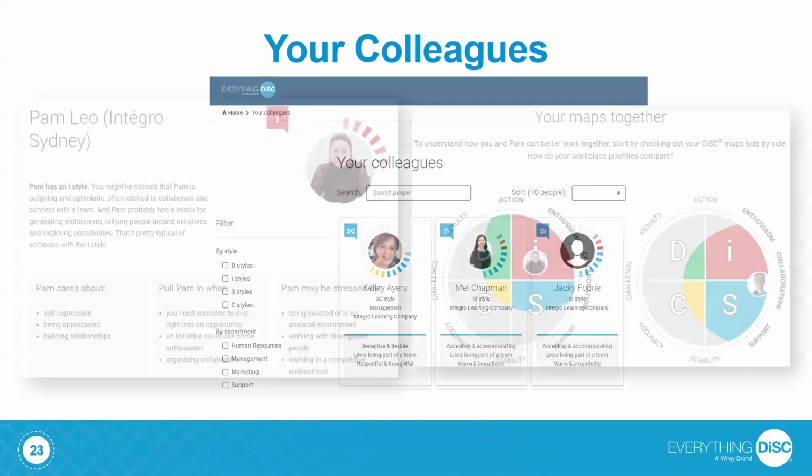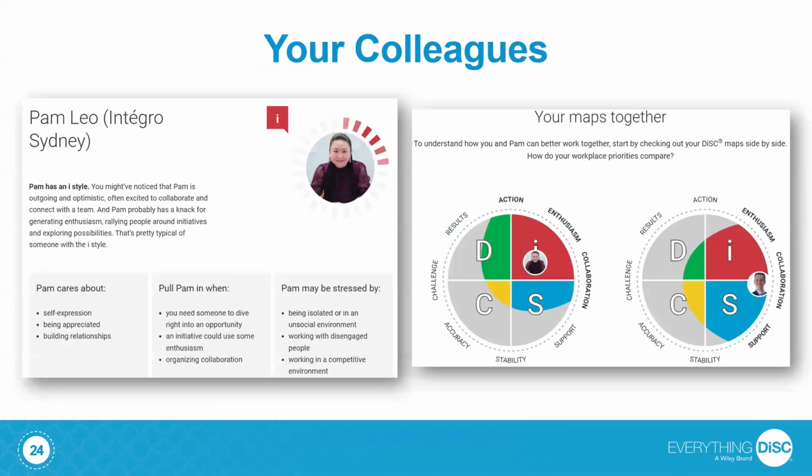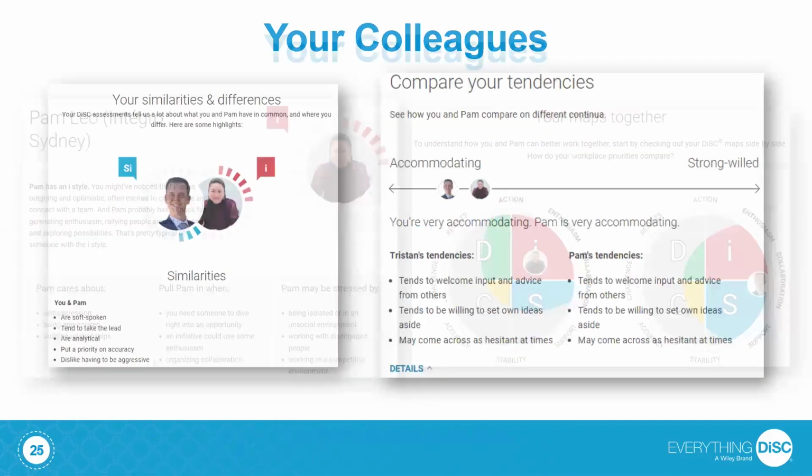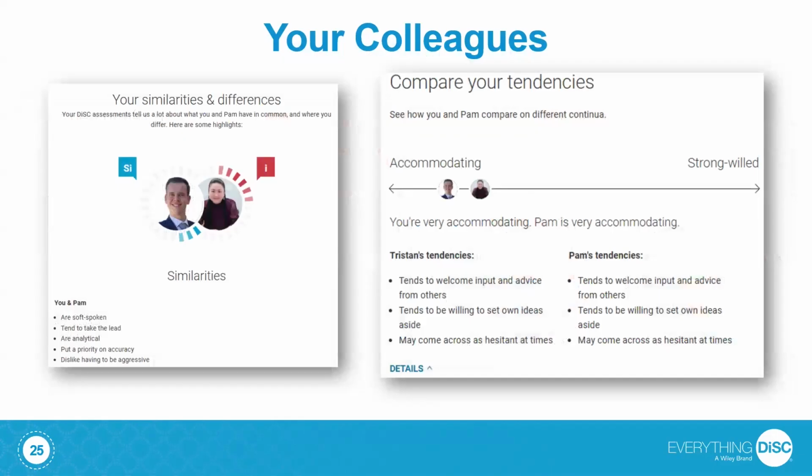We then show, okay, you click on one of your teammates' tiles. This is Pammy in my example here. You guide them through what information is available to them. Highlight that, in my example here, I cannot read Pammy's style story. That's only for her eyes. But what I can see is what Pam cares about, when I should pull her in, what things may stress her out, right? I get to see a side-by-side of our DiSC maps, and I ultimately get to have a look at our tendencies side-by-side as well.